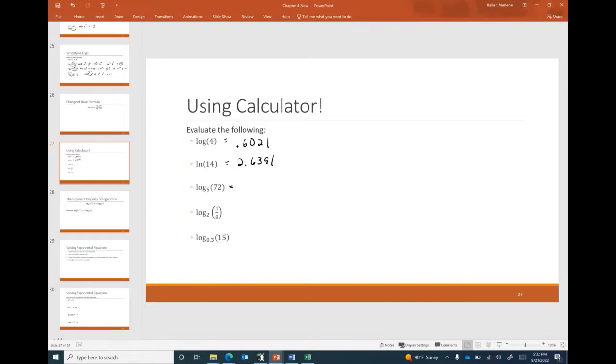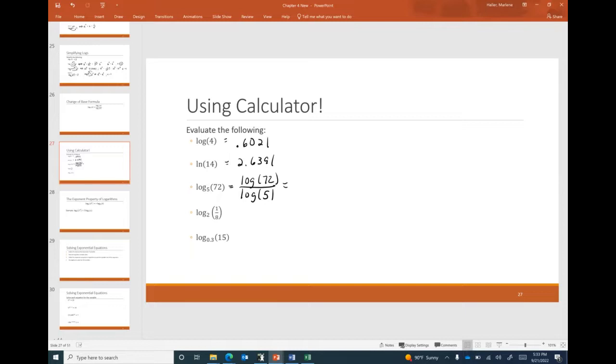With the change of base formula, I can convert log base 5 of 72 to a common log. So log base 5 of 72 is going to be equal to the ratio of the common log, remember log base 10, of 72 divided by the common log of 5. And it's easy to remember this change of base formula because, look, the base is down low, the argument is up high. So what's up high stays up high, what's down low stays down low, right?